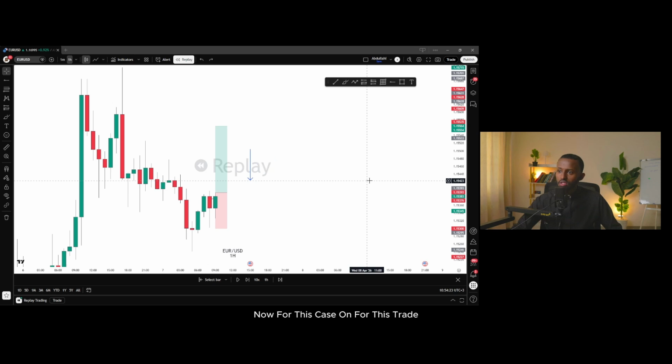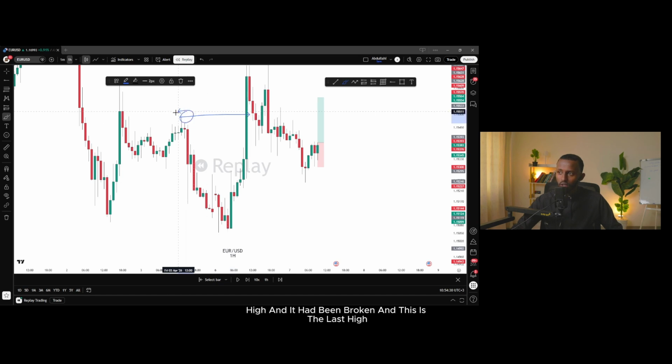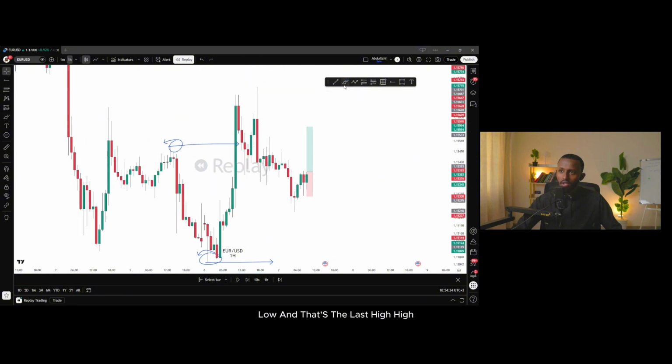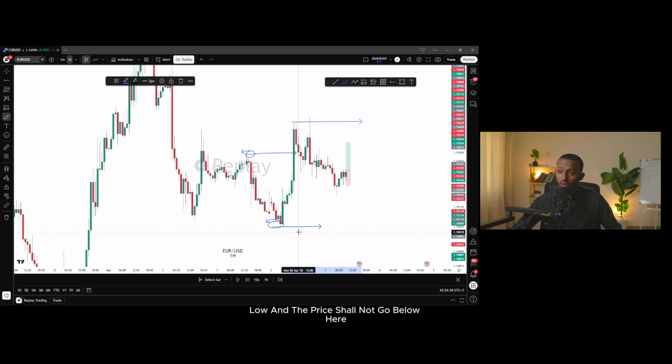Now, for this trade, we had already identified that this was the last lower high and it had been broken, and this is the last high low, and that's the last high high. Now we know that this is the protected high low and the price shall not go below here. The only thing that we know is that the price must go above this liquidity.